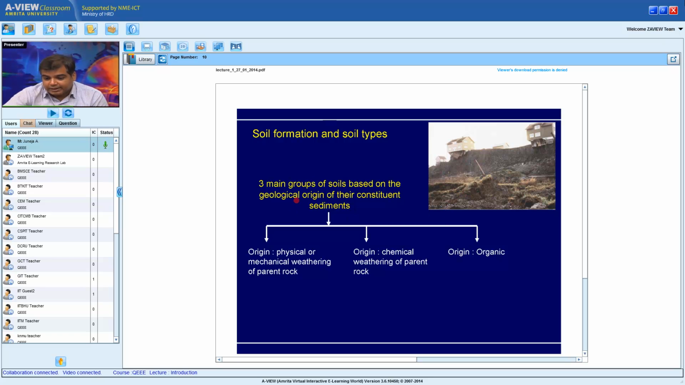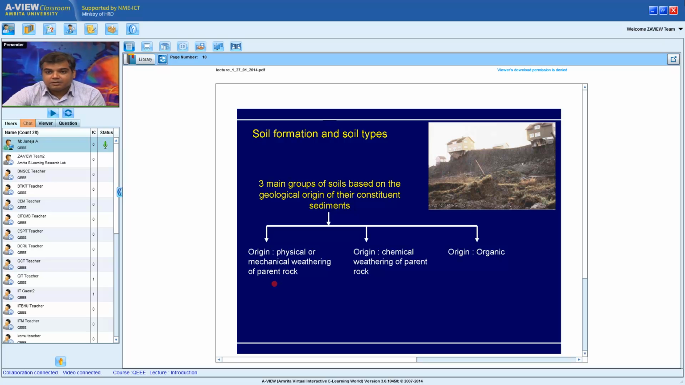Coming back to this slide, the soils which are formed, there are three kinds of origin. The soils are originated from three different components. The first group is whether the origin is from physical or mechanical weathering of the parent rock.